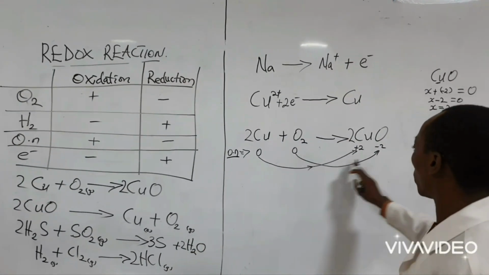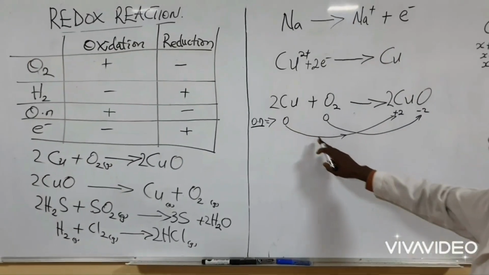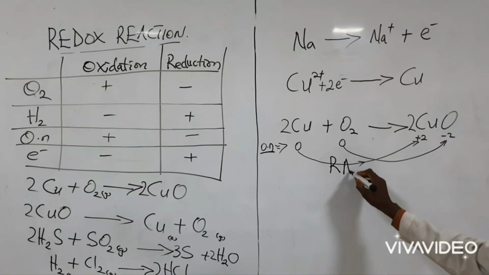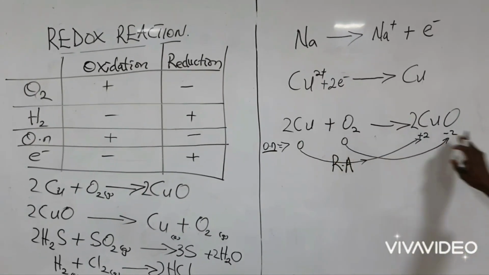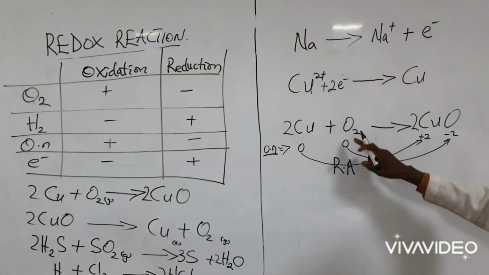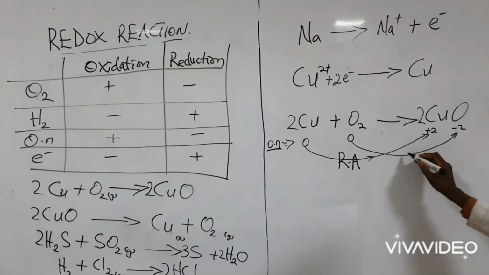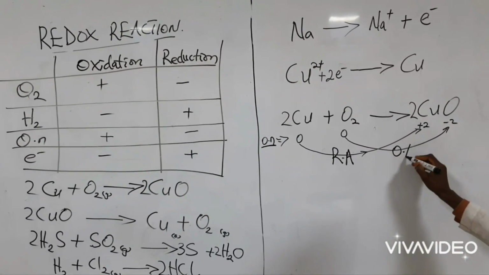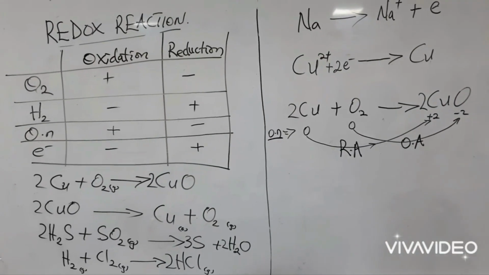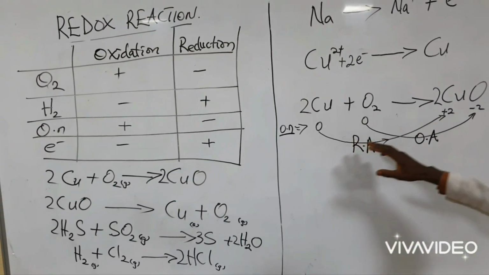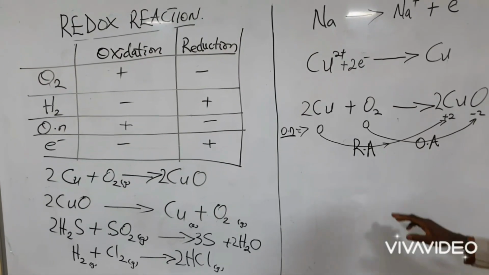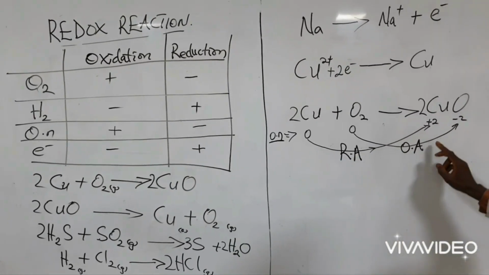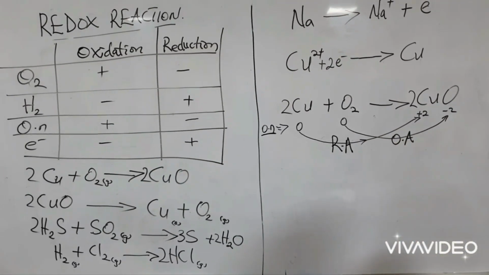Coming back to this equation as an example, we said copper is oxidized. That is moving from 0 to 2, therefore it is the reducing agent. Copper is the reducing agent in this equation. Coming back here, oxygen is reduced. Therefore, oxygen in this equation is the oxidizing agent. So when you are given any equation and you are able to identify which one is oxidized and which one is reduced, anyone that is oxidized is your reducing agent. Anyone that is reduced is your oxidizing agent.